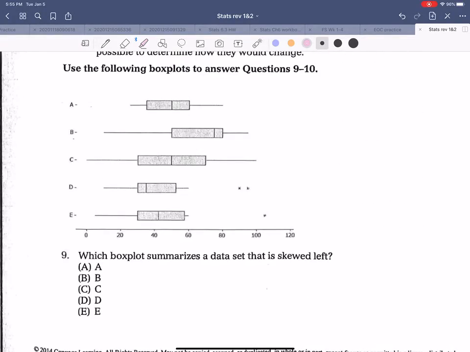All right, let's look at these box plots for the next 2 questions. Which box plot summarizes the data that is skewed left? So let's look here. I'm definitely thinking B looks skewed left, right? This one looks skewed right. This one looks skewed left. This one looks basically symmetrical. This one's got these outliers, so it's going to mess up its skewness. So I'm going to pick B. And again, make a quick sketch.